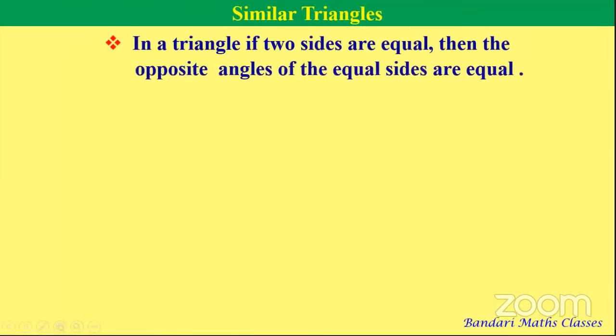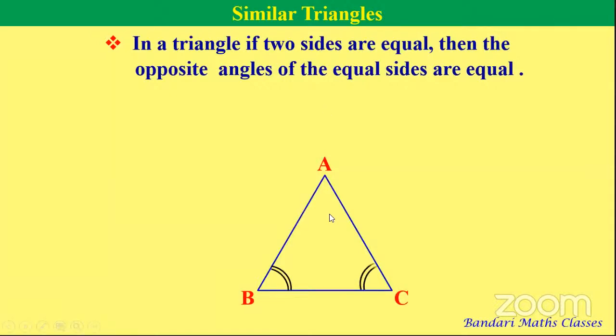In the last class on Saturday, we discussed problems on the basic proportionality theorem. One of the important concepts in a triangle: if two sides are equal, then the angles opposite to the equal sides are equal. This is one statement. This is a triangle. If two sides are equal, the angles opposite to the equal sides are always equal.